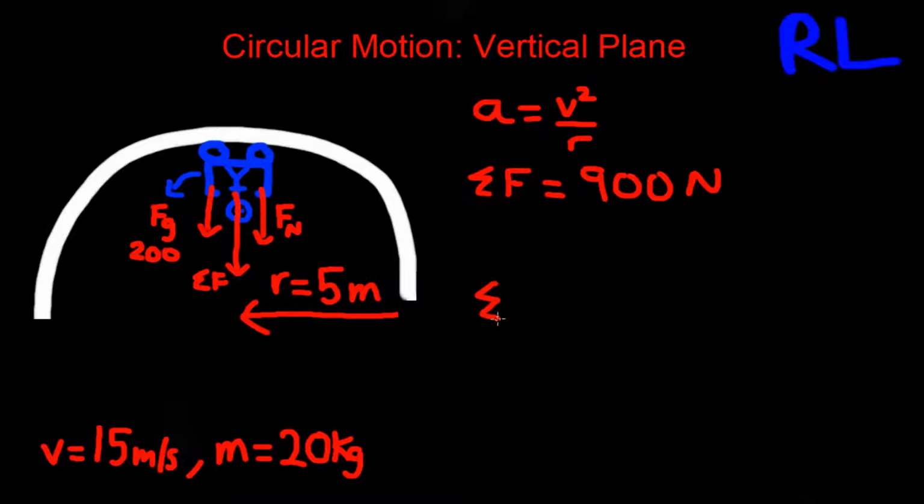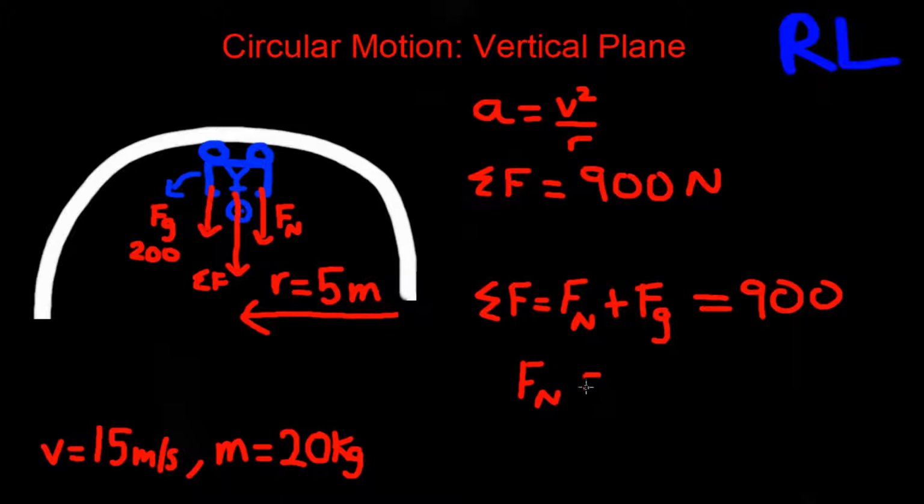Again, net force is going to be the addition of all of my forces. So normal force plus gravitational force. In this case though, the net force is down, the gravitational force is down, and the normal force is acting down. We defined this downwards 900 to be positive, so all of these forces are going to be positive. We know this equals 900, and therefore our normal force equals 900 minus Fg. Normal force equals 900 minus 200 is going to be just 700 newtons.